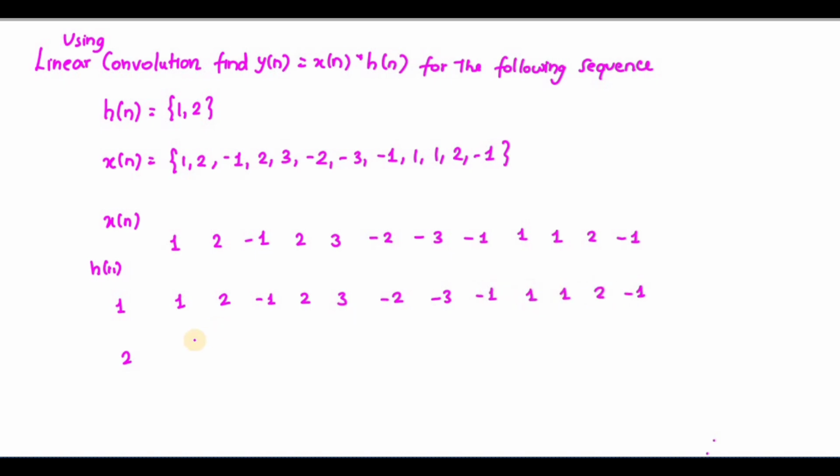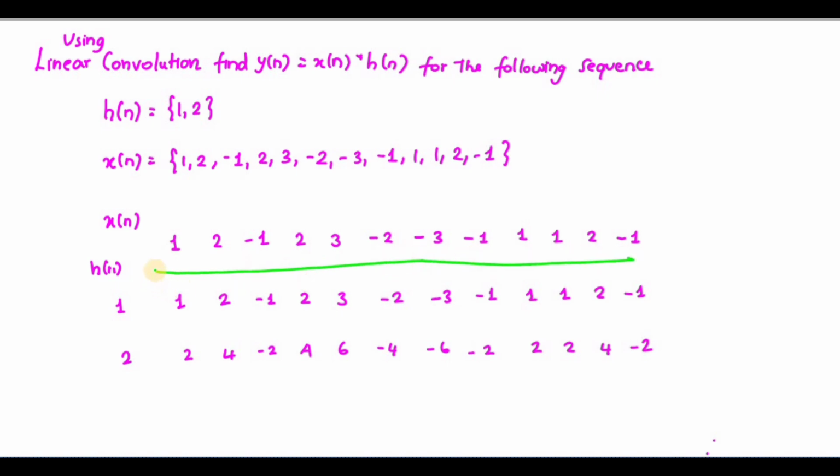If I multiply 2 with this x of n, you will get 2. 2 with 2, you will get 4, minus 2, minus 4, 6, minus 4, minus 6, minus 2, 2, 2, 4, and minus 2. So this is my x of n and this is my h of n, right?